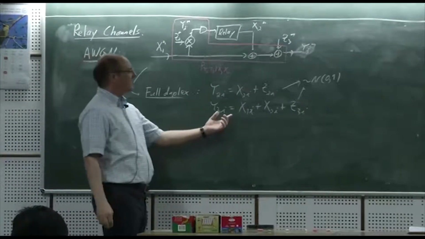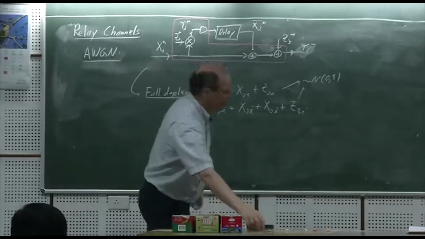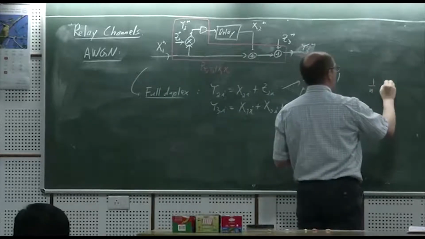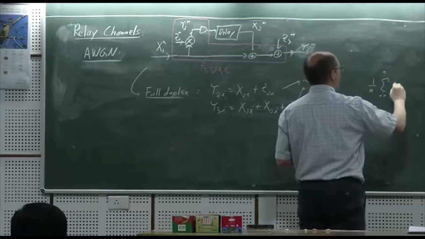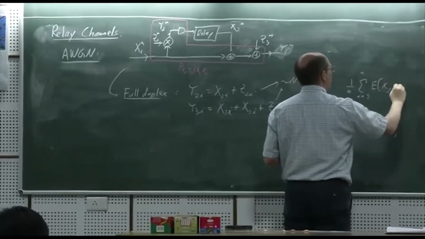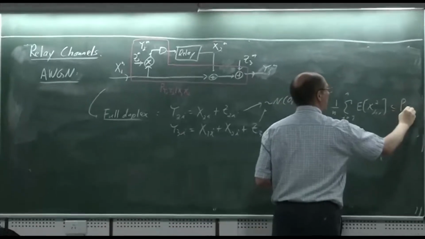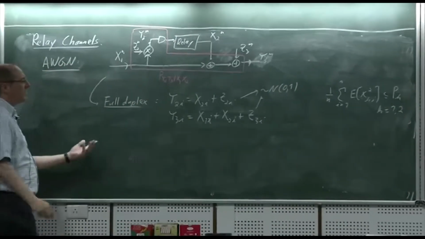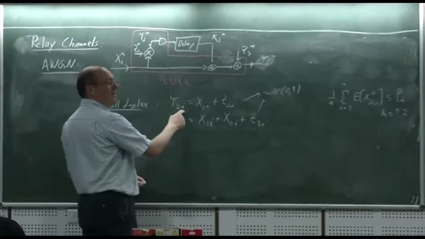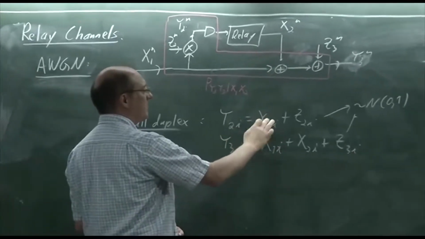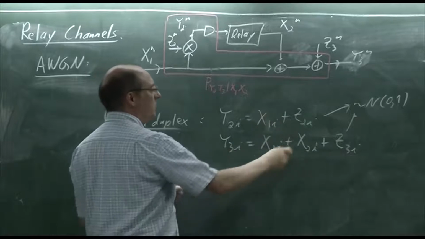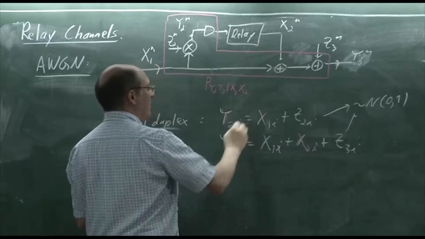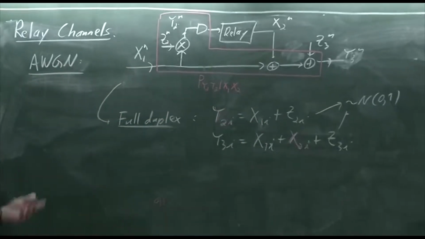If you look at what's happening here, without any further constraints, well, we'll have one constraint. It's going to be the power constraint. So of course, 1 over n summation from i equals 1 to n of the expected value of x_ki squared is less than or equal to P_k, k equals 1 to 2. So for both users we have a power constraint. Now without any further constraints, you'll notice that at every time i, user 1 and user 2 can transmit something and receive something, right? Okay, so this is a full duplex model.